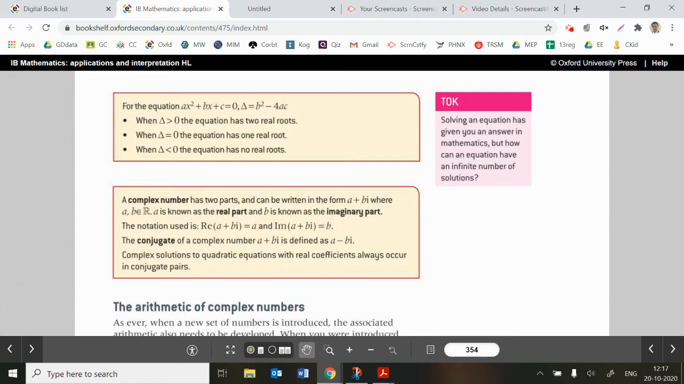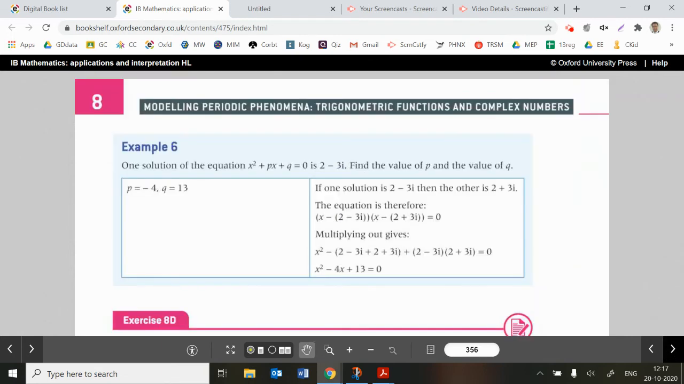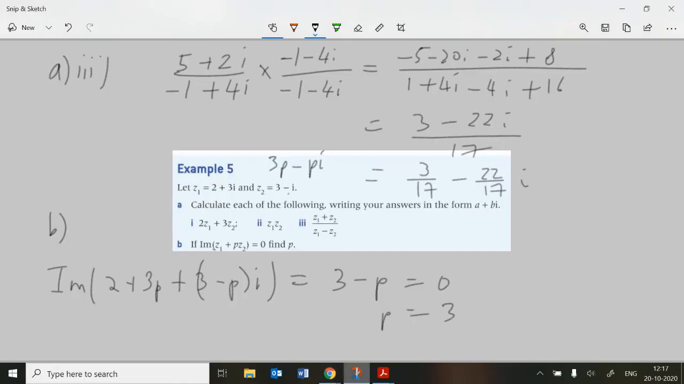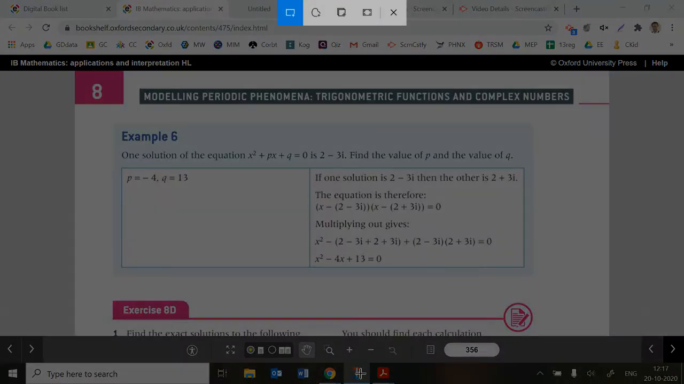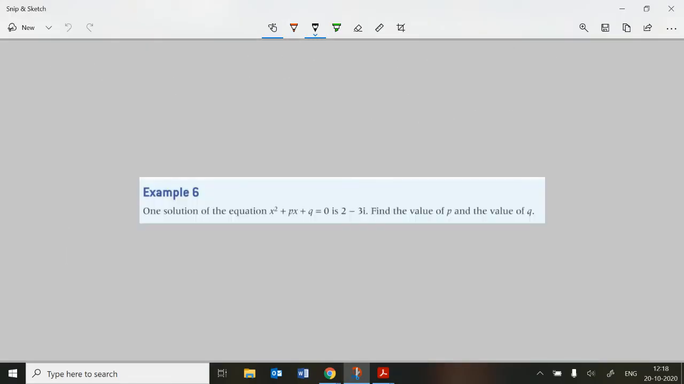Okay, so then let's look at example 6. So let's take this one here. Example 6 says one solution of this equation is 2 minus 3i. Find the value of P and the value of Q.